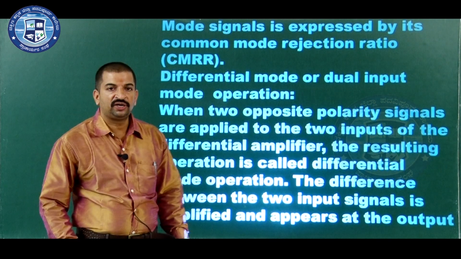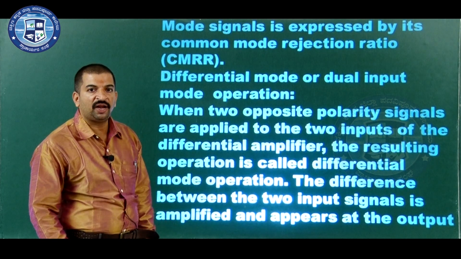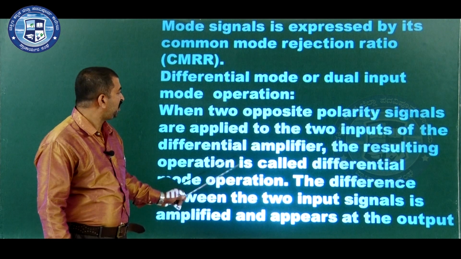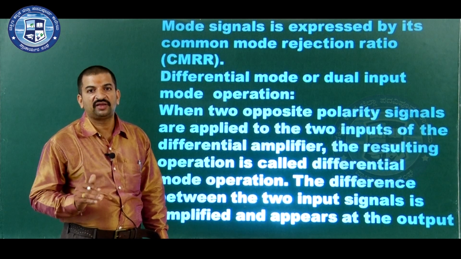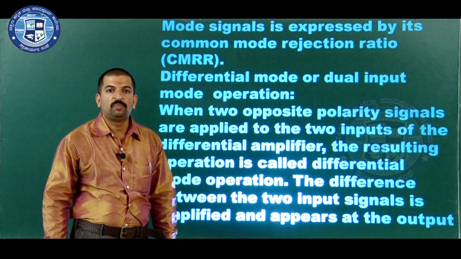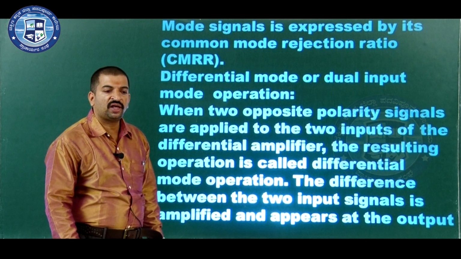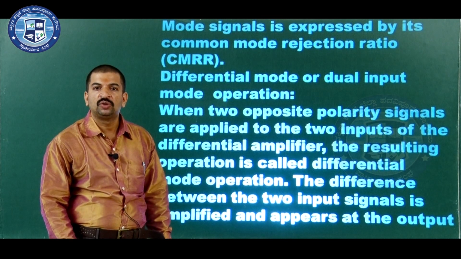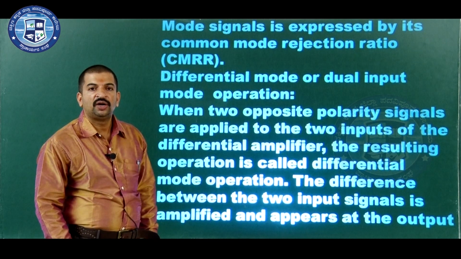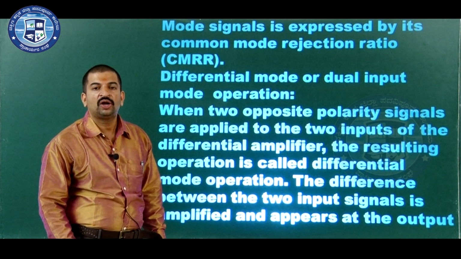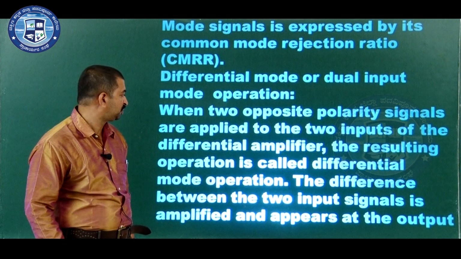The next mode, that is differential mode or the dual input mode, also called the double-ended input mode. In the case of the differential mode, two opposite polarity signals are applied to both input terminals of the amplifier. This operation is called differential mode operation or dual input mode, or it is also called the double ended input.